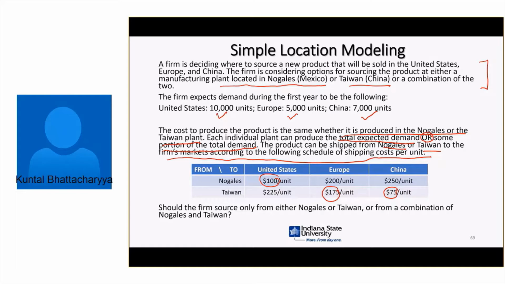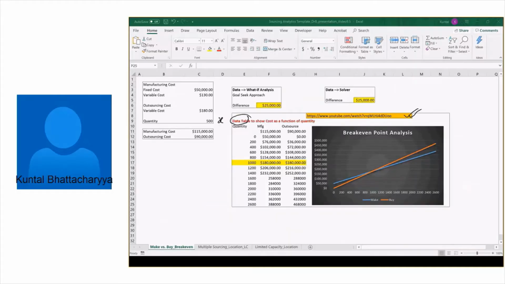And so trying to figure out eventually how do I distribute this movement of products to minimize my overall cost. That's basically the question. Should the firm source only from either Nogales or Taiwan or from a combination of both? What's the idea? Okay. So for that setup, let's look into a very simple setup called multiple sourcing.